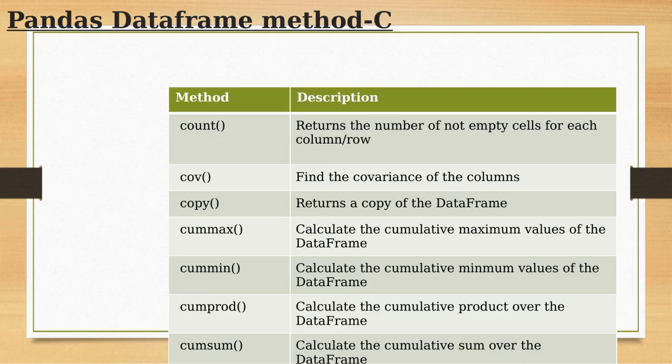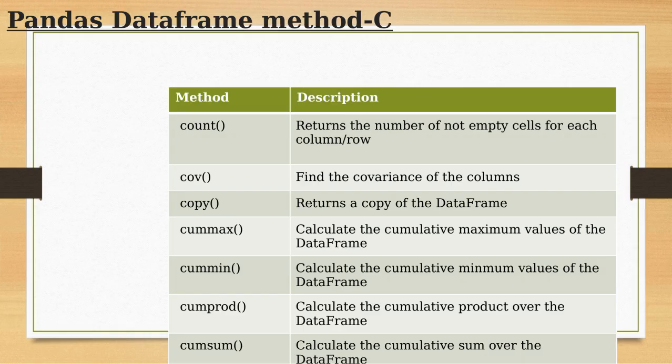Count function returns the number of non-empty, non-null values in each row or column. It is commonly used to check how much valid data is available. Cov function calculates the covariance between numerical columns. Covariance indicates whether two variables tend to increase or decrease together.